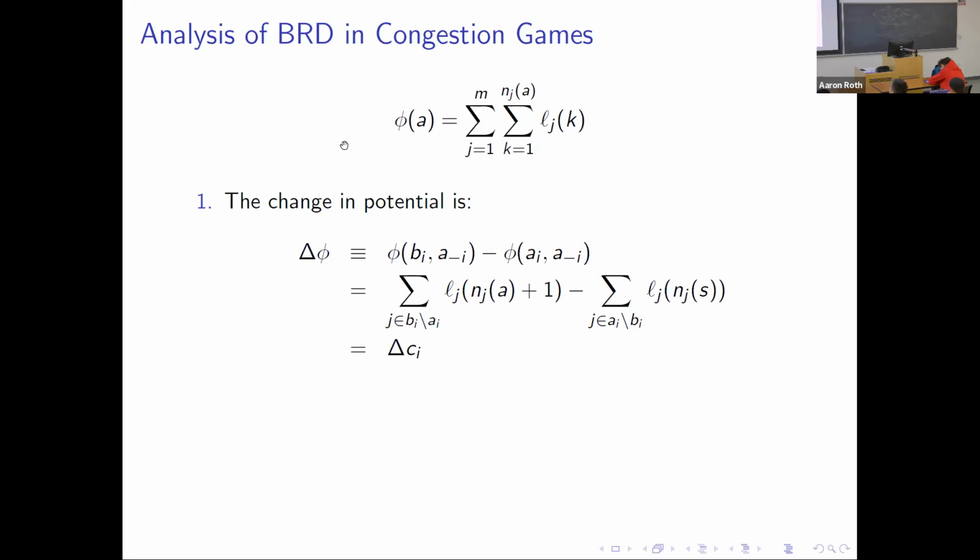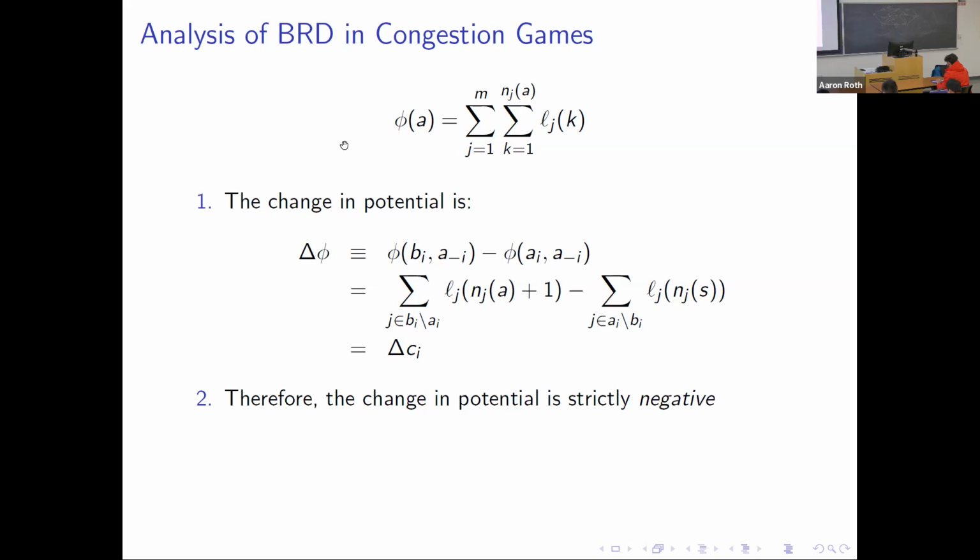But these are all good questions. Right, so is it clear where we are at the moment? We've argued that the change in potential when a single player changes their action from AI to BI is exactly equal to the change in cost for that player. This statement has nothing to do with better response dynamics. It was just an algebraic identity: the change in potential is equal to the change in cost of the player.